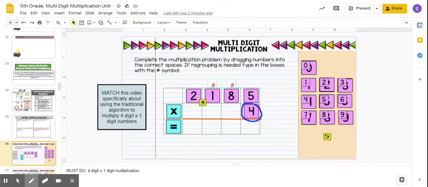The thing about the traditional algorithm is you really have to go in a certain order in order to keep your place value accurate. So what you're going to do is start here with the 4, right? And you're going to multiply it by all the numbers above it. We're going to go from the smallest digit in the ones place first, and then move sequentially to the left. So 4 times 5 gets us 5, 10, 15, 20.